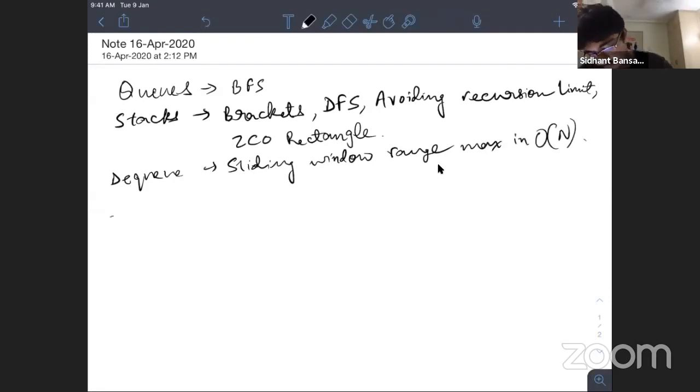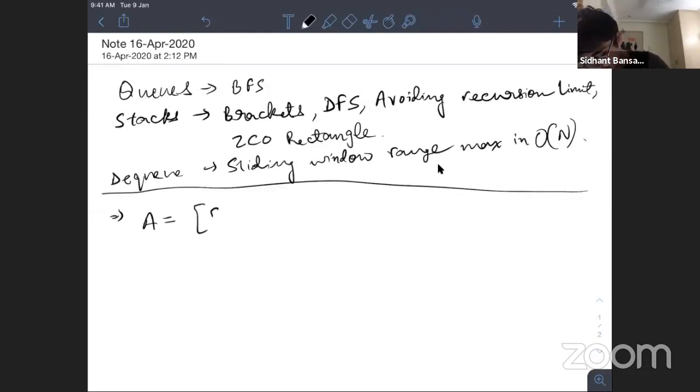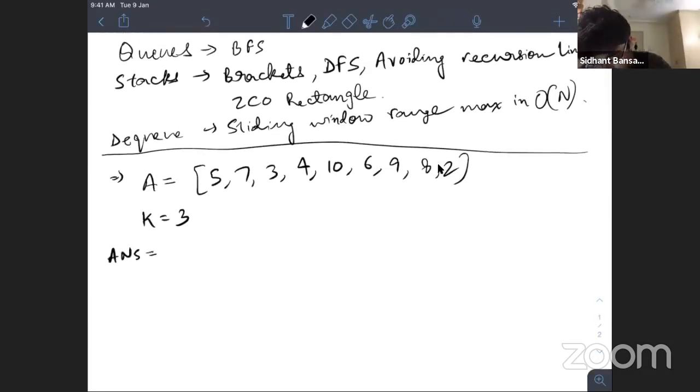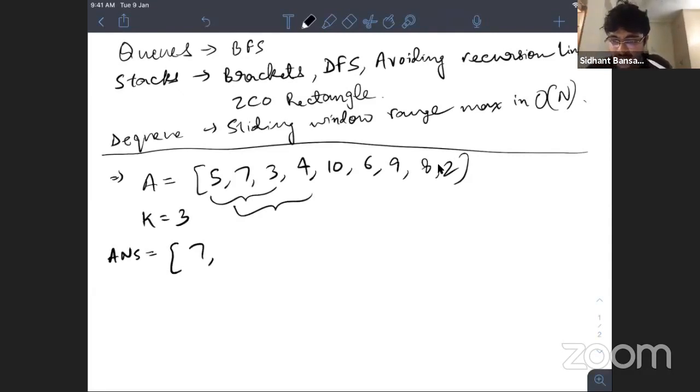So I'll explain the question now. The question is, you're given an array. Let's say the array is, I'm just creating an arbitrary array. And let's say K is 3. K is 3, that means your answer array should be the max of the first 3 elements. So the max of these 3 guys, which is 7. Then the max of the next 3 guys, from the second element onwards, I'm assuming 1 based indexing.